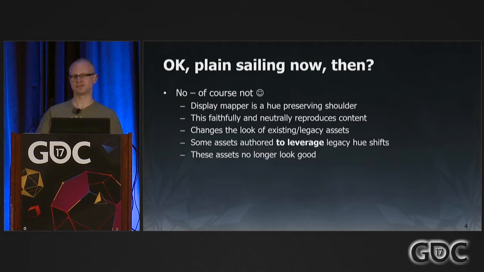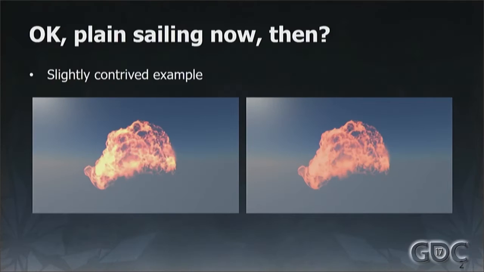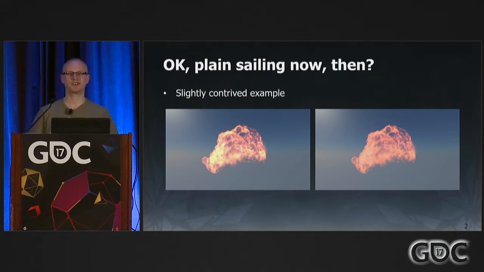Of course, when you change the tone mapper, you change the look of the assets, and they don't look good. Now, I'd like to thank the Dice Effects team for giving me the loan of an effect. I've heavily butchered this. This is not the Dice effect as it is. I've made a very contrived example by taking a fireball and basically reproducing it in a single hue. It's kind of a burnt orange color.